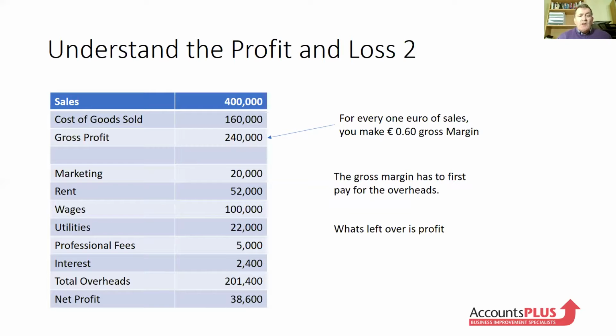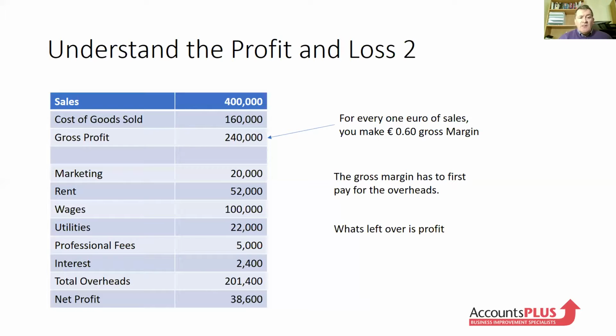So just looking at that profit and loss again, we try and understand what's happening. So we see there that we've sales of 400,000 and we've cost of sales of 160,000. So our cost of sales are about 40%. 40% of 400,000 is 160,000. And that means that our gross margin is about 240,000, which is 60%. So we want the gross profit to be the same as the overheads. That's what our break even is going to be.